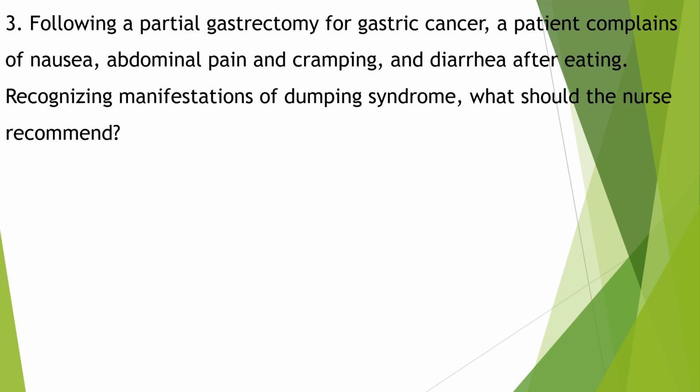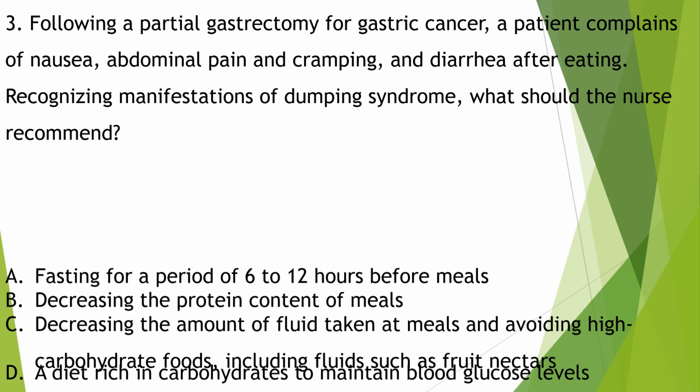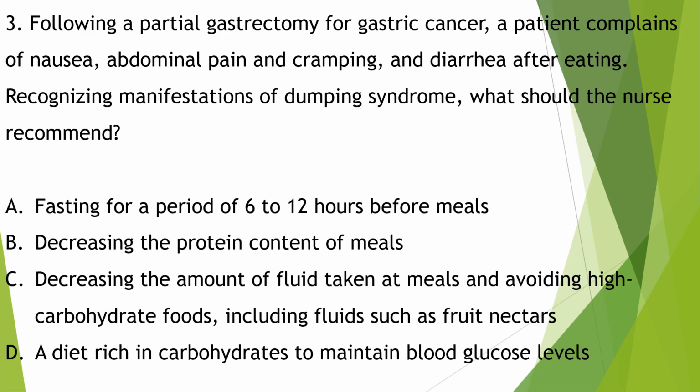Following a partial gastrectomy for gastric cancer, a patient complains of nausea, abdominal pain and cramping and also diarrhea after eating. Recognizing the manifestations of dumping syndrome, what should the nurse recommend? Fasting for a period of 6 to 12 hours before meals, decreasing the protein content of meals, decreasing the amount of fluid taken at meals and avoiding high carbohydrate food, including fluids such as fruit nectars, a diet rich in carbohydrates to maintain blood glucose levels.